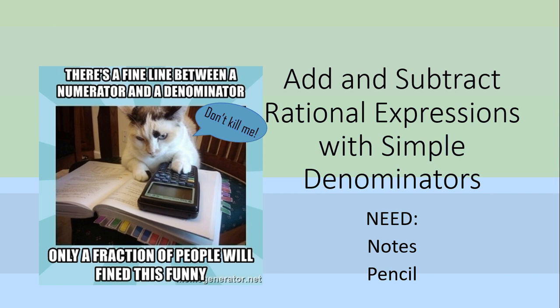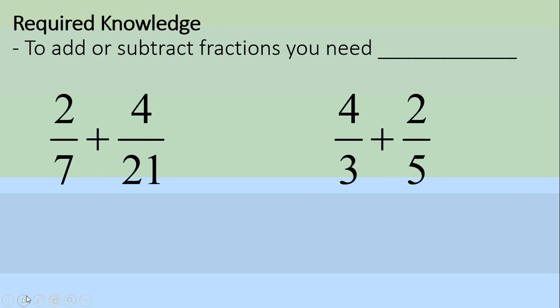So we're going to revisit some of your fraction skills from earlier elementary school years, and then we're going to take it to the algebra level here in a minute, okay? So you need your notes and something to write with. Let's take a look at some required knowledge that we need to have in order to add or subtract fractions. We always need to have common denominators. And that means they have to be the same. They have to look identical, be the same value, be the same expression, whatever it might be.